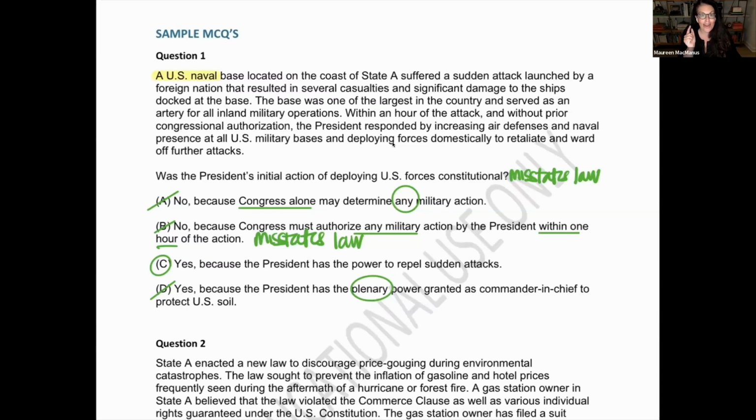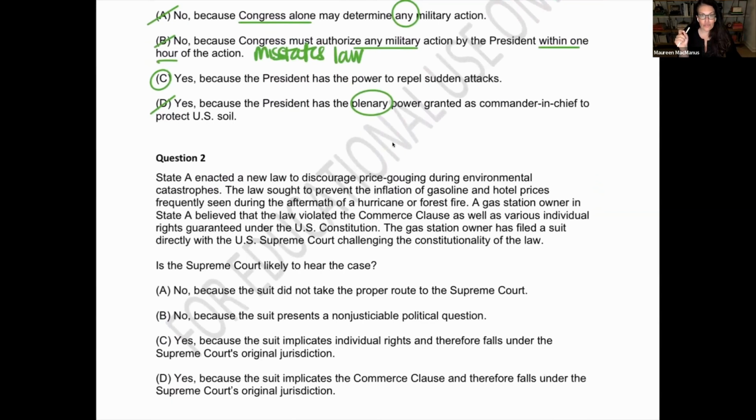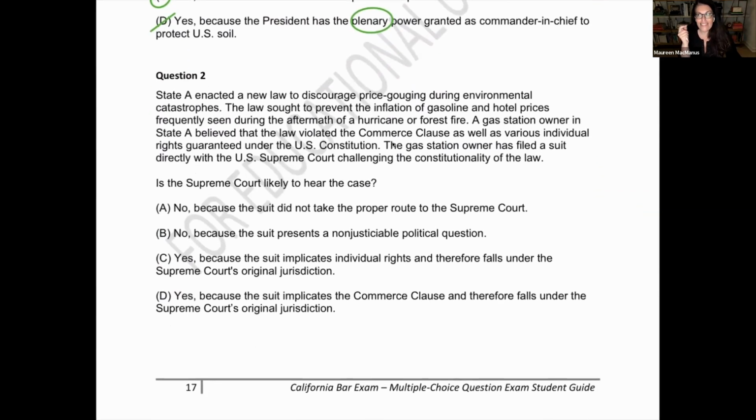D, I get why that is an attractive answer. It has more constitutional language in it than C does. And I see that, but don't be tripped up by that. Plenary is like full absolute power, right? There's not a lot of powers that are totally absolute in plenary other than the pardon power for federal offenses. That's the one I think of where it's just such a strong one.